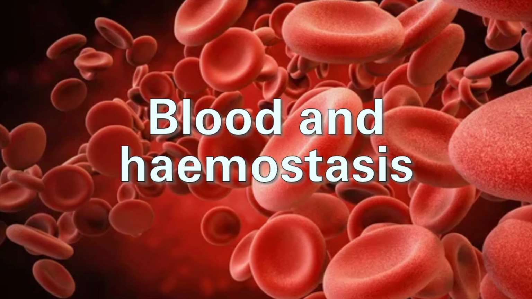In this video, we're going to look at what makes up blood and the importance of some of these components in haemostasis, which is the normal response of the blood vessel to injury by forming a clot that serves to restrict the amount of blood lost through the wound.